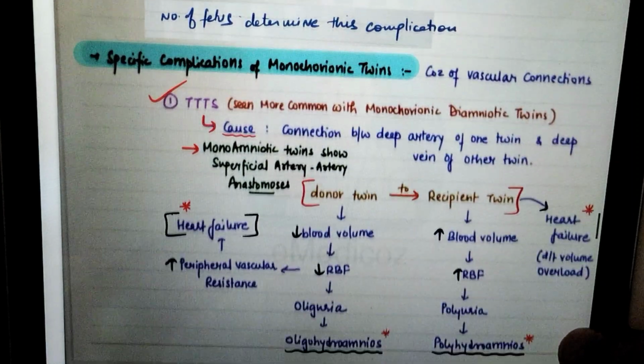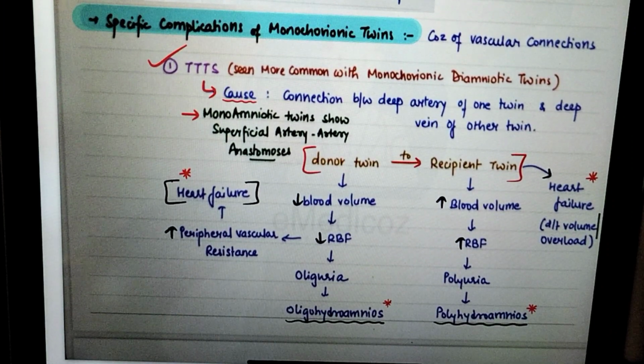Now regarding some specific complications of monochorionic twins. These complications occur because of vascular connections. First is twin-to-twin transfusion syndrome. This is seen more commonly with monochorionic diamniotic twins. The cause is connection between deep artery of one twin and deep vein of the other twin.